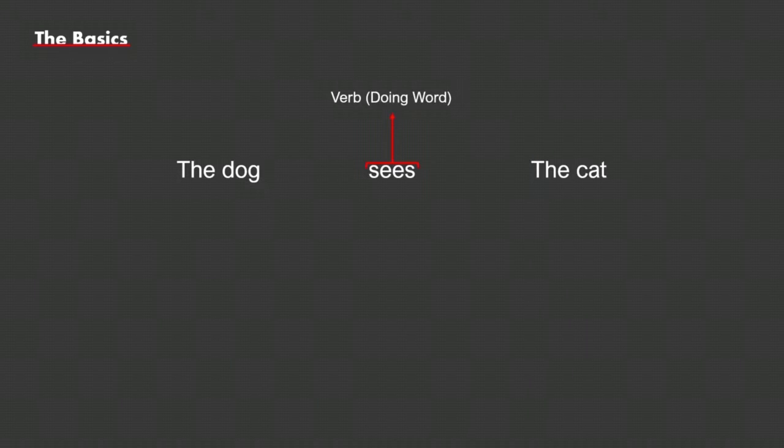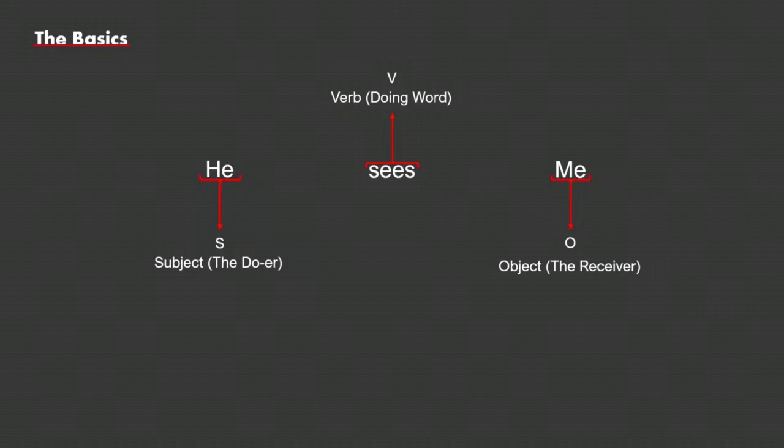The verb is a doing word. That's one you may know from just school in general. And we can mark this with a V. V for verb, of course. Here's two you may not know, however. The dog, in this case, is the subject. The doer, the thing that does the verb. And we can mark that with an S. And the cat is an object, the receiver of the verb. Mark that with an O for object.